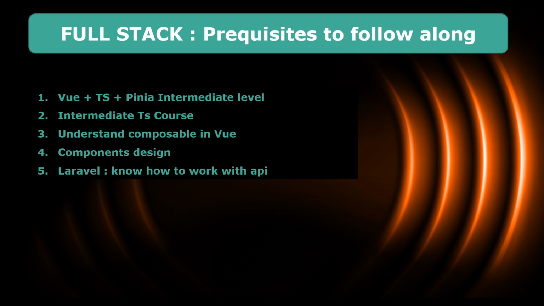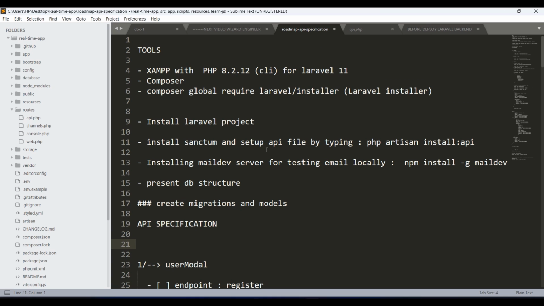Now, let's get started. Guys, in order to get started developing our API, we need to install some tools within our computer. The first tool that we need to install is XAMPP, and right here it is a PHP version of 8.2.12. Because Laravel 11 project supports a PHP version of 8.2.11.